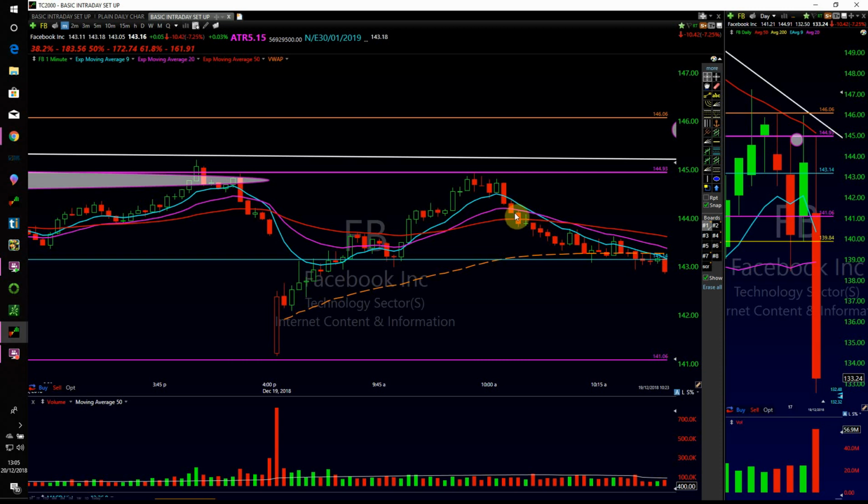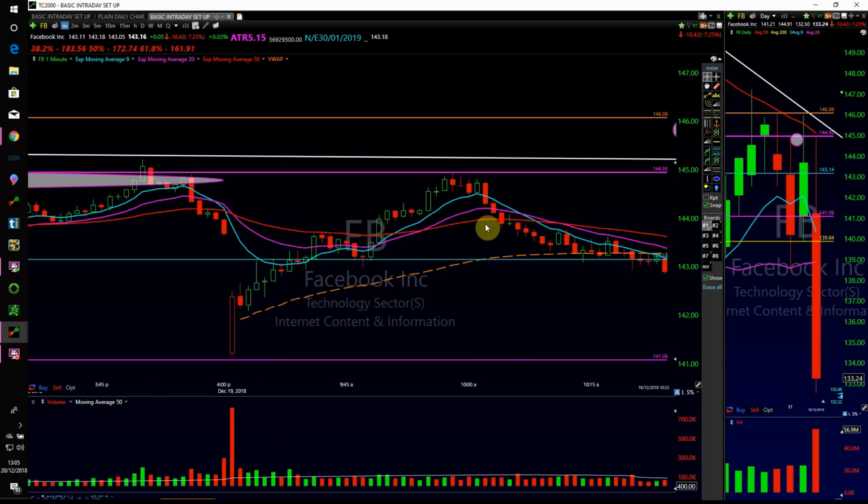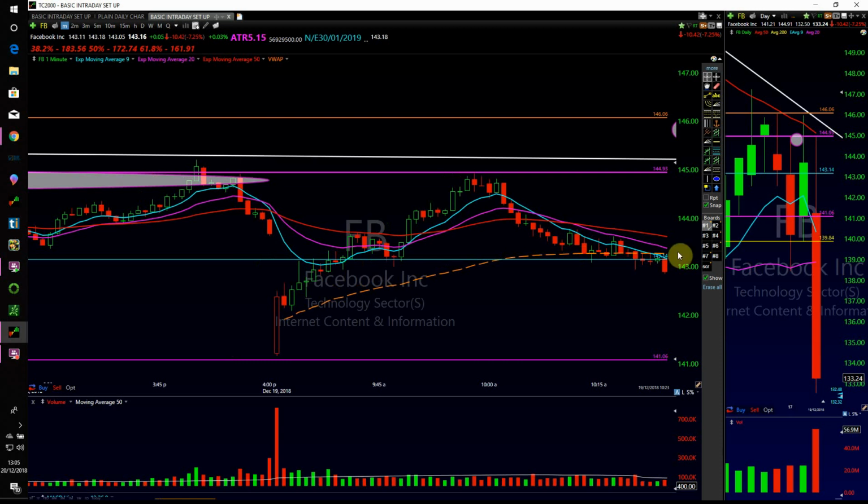It was starting to try to base around here. It doesn't show it the same, but it was trying to base. Or was it the VWAP? I can't remember. It was basing when I took it off. It could have been here. It was basing. Anyway, the point being is I had to go out.